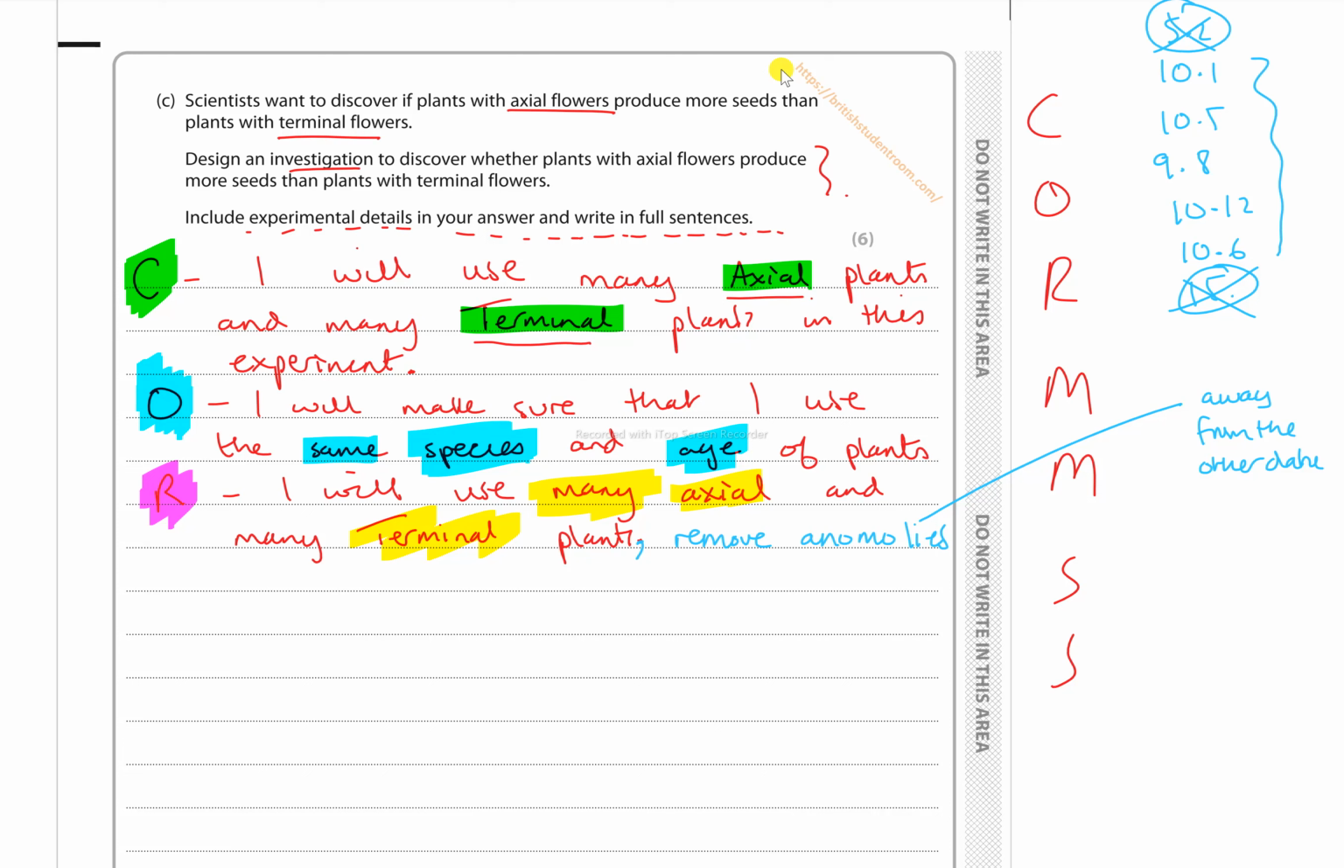Right? So these are results that fit the trend. Okay, so an anomaly is something that is away from the other data or from the normal data. It's away from it. So you remove them and then average out the results.